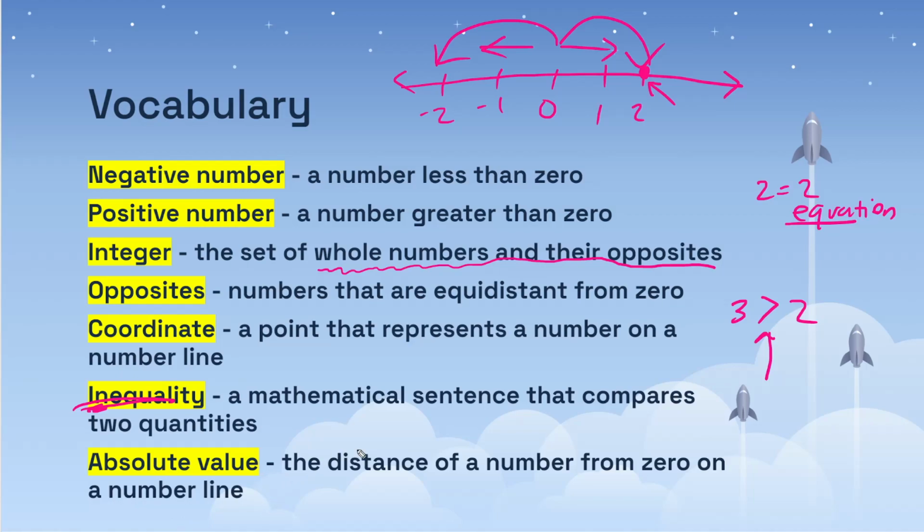Absolute value is just talking about the distance that a number is from 0 on a number line. So when we look back at 2, 2 is 1, 2 away from 0 on the number line. So the absolute value of 2 is 2. The absolute value of negative 2 is also 2.